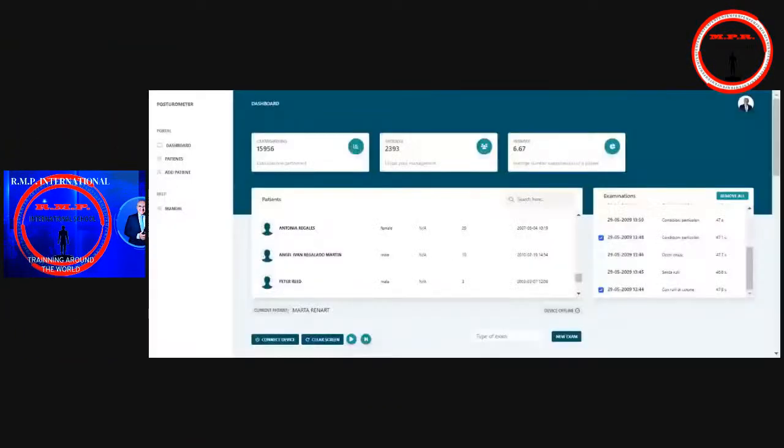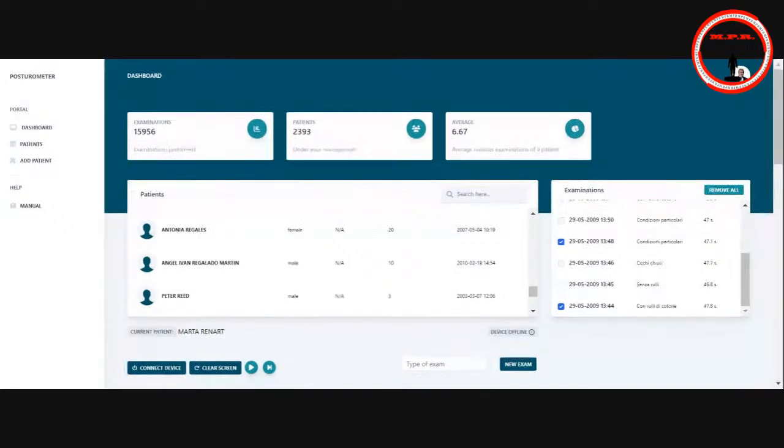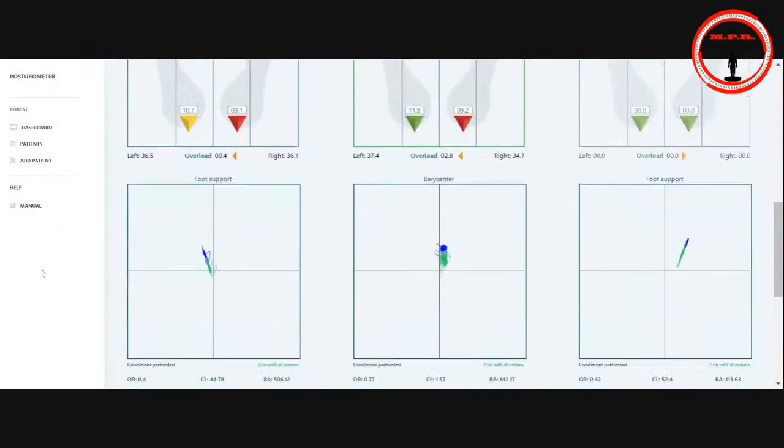That's it. We see now there, that's the posturometer. You see in direct how it's working. Imagine I was trying to see one patient. This is software that measures.